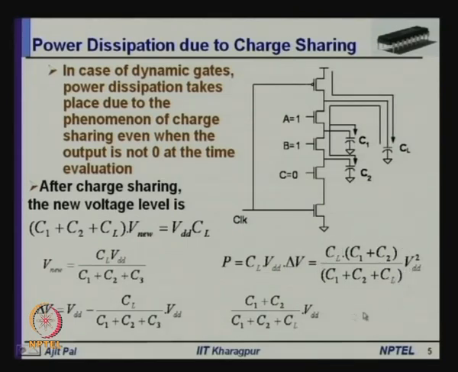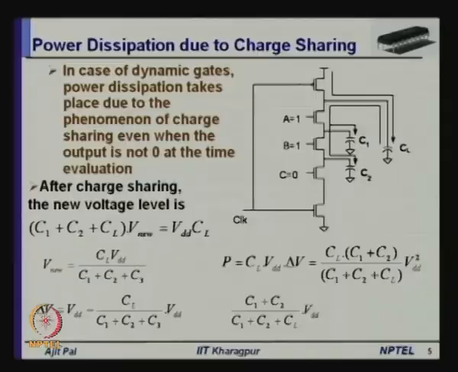So, this is a new component that is only present in dynamic CMOS circuits. That means, power dissipation due to charge sharing can occur only in dynamic CMOS circuits. It does not occur in static CMOS circuit. Okay.